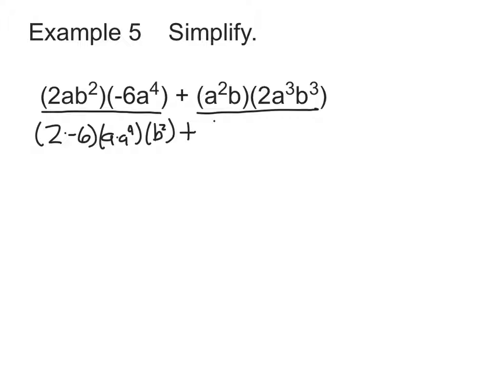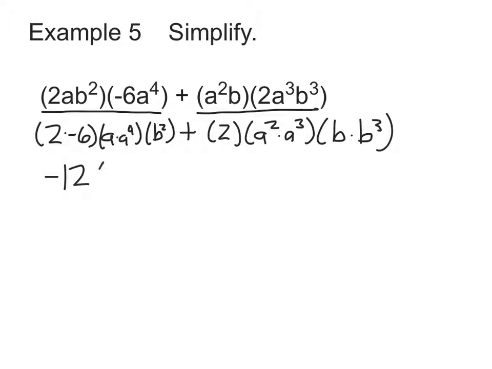Then I'll add plus. Notice I just have a regular 2. There's no other coefficient, so I'm just going to put a 2 out front. And I have an a squared times an a to the third, and then a b times b to the third. Now, multiply it out. 2 times negative 6 is negative 12. Then I'm going to add the exponents. This a has a 1 on it, 1 plus 4. And then I have a b to the second plus 2 times, add those exponents, 2 plus 3.